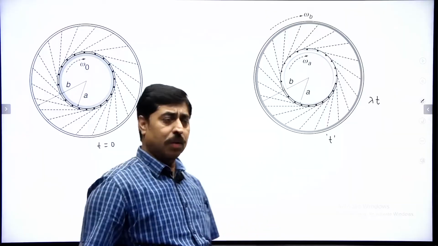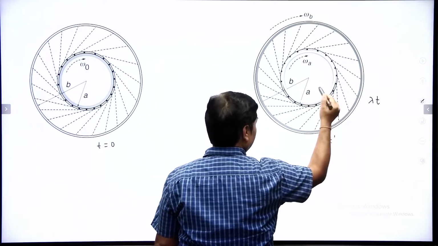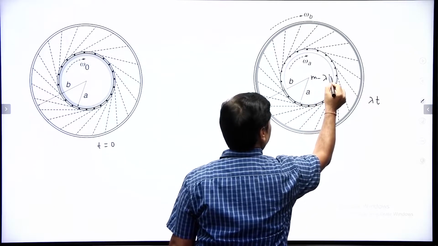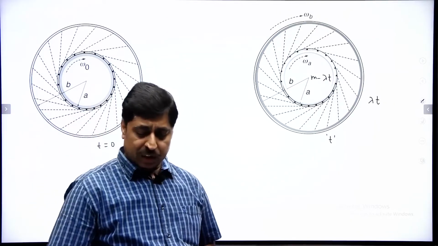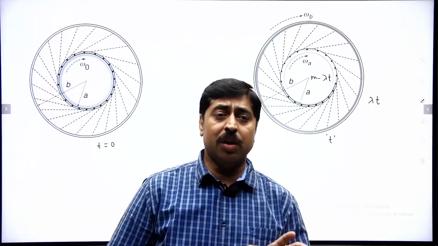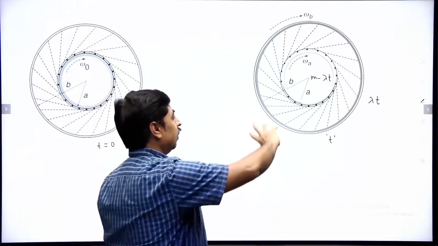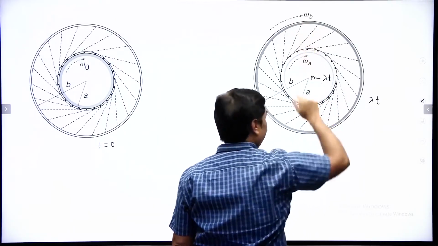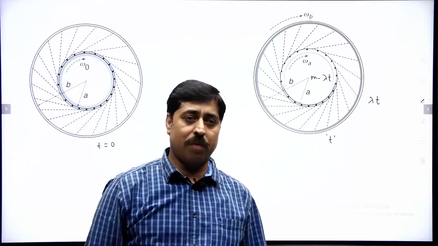So the remaining mass of the sand present on the inner drum is m minus lambda t. The question asks you to find the angular speed of the two drums as a function of time. Say at time t, this drum is rotating with angular speed omega a and the outer drum is rotating with angular speed omega b. So we have to write omega a and omega b as a function of time.